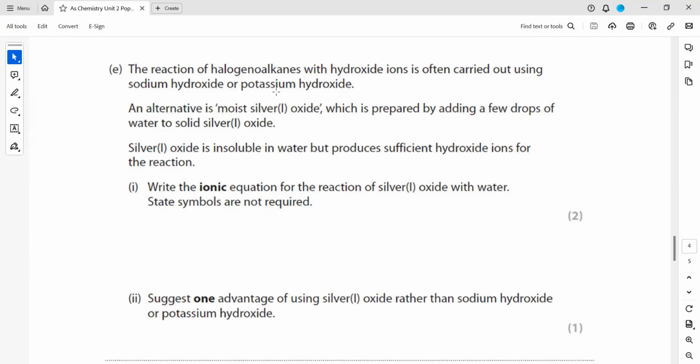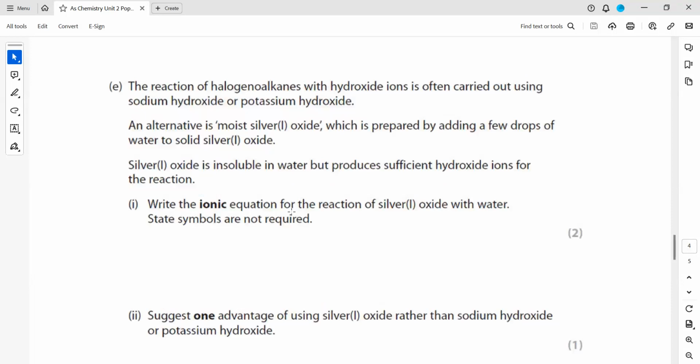The next one: the reaction of halogenoalkane with hydroxide is often carried out in sodium hydroxide or potassium hydroxide. An alternative is moist silver(I) oxide, which is prepared by adding a few drops of water to solid silver(I) oxide. Silver(I) oxide is insoluble, but produces sufficient hydroxide ions. Write an ionic equation for the reaction of silver(I) oxide with water. State symbols are not required.